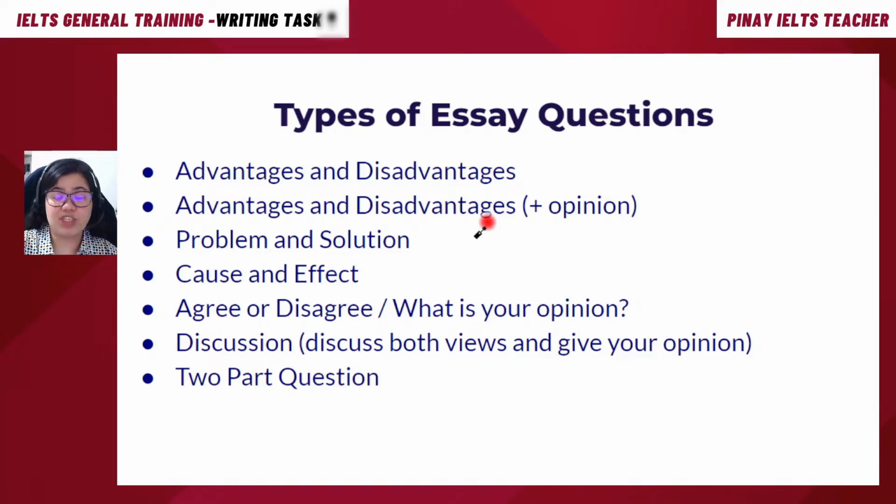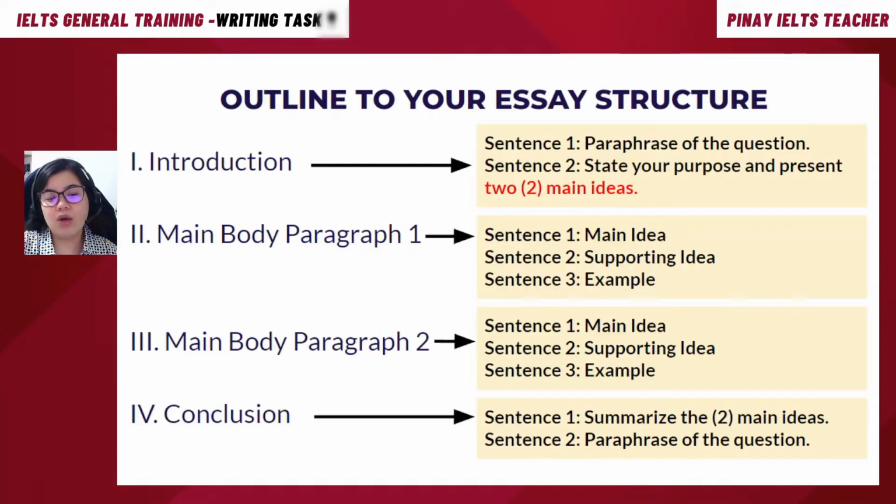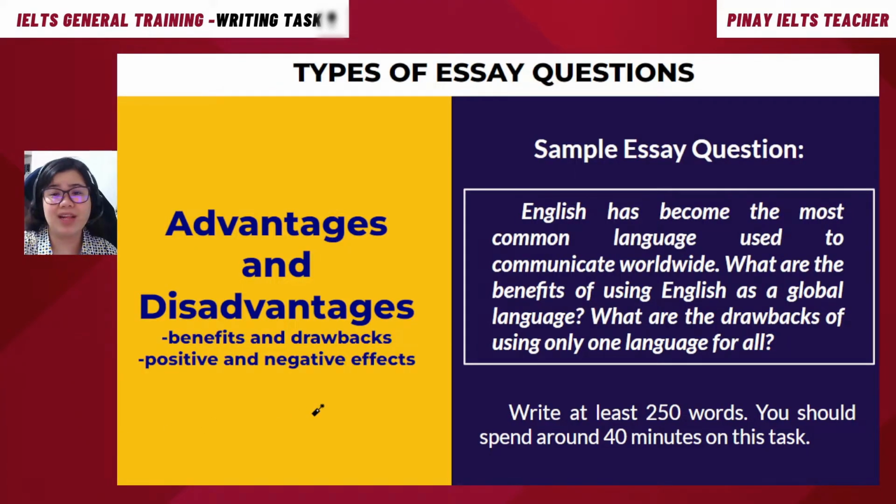You have the advantages and disadvantages plus opinion. You have problem and solution, cause and effect, agree or disagree, or what is your opinion. You have the discussion, or discuss both views and give your opinion. And you have the two-part question. Now, you don't really have to memorize these types of questions because, again, knowing the structure of your outline already gives the direction no matter what type of essay. All right, but let's just quickly familiarize ourselves so that we know how to attack these types of questions once we begin writing.